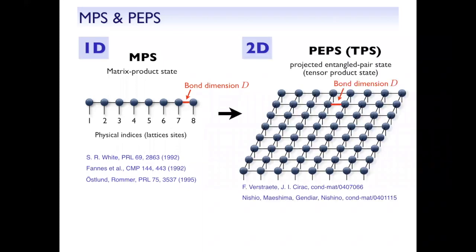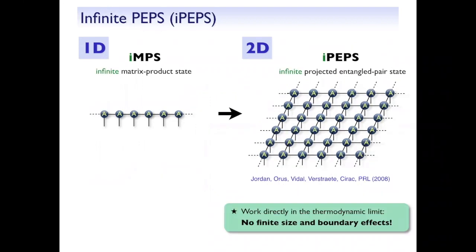And now the natural generalization of this approach to 2D is called a PEPS, or projected entangled pair state. Now, as in the MPS, we have exactly one tensor per lattice site, but now on a two-dimensional lattice, and each tensor is also connected here to its nearest neighbors. Now, there exists also a version of this for infinite lattices, with which we can directly represent a wave function in the thermodynamic limit. And the advantage of this is that there are no finite size and boundary effects here. Now, if you have a wave function which is translation invariant, you can simply represent it by one tensor A here, which is repeated on your lattice.